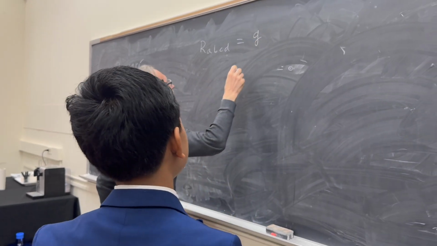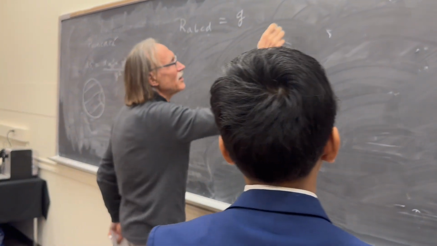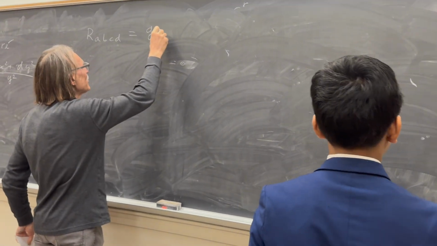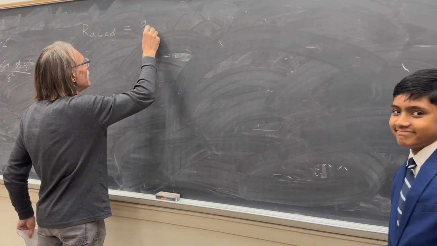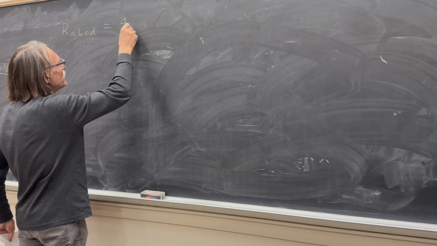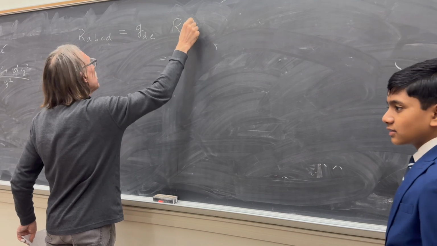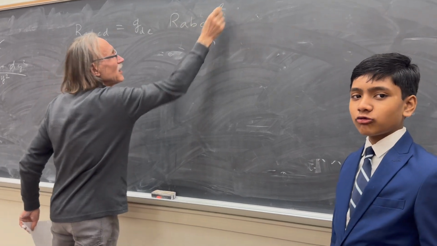But I believe the Ricci tensor has only 2 indices. Yeah, no, but the Riemann tensor has 4, and you need them. So that is equal to g^{DE} times R_{ABCE}.